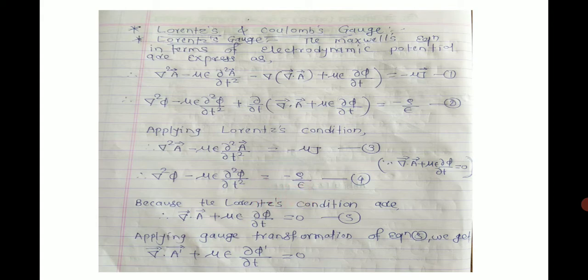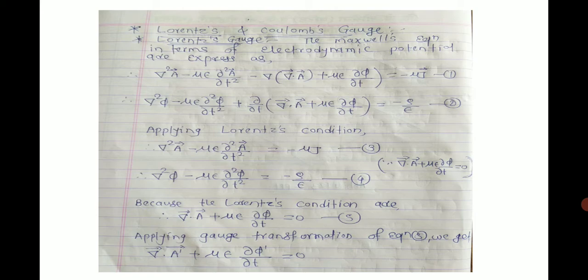Next step, applying the gauge transformation to equation 5. In the previous video, we discussed the gauge transformation, that is the two transformations: one is A dash and another is phi dash. A dash is the transformation of the magnetic vector potential and phi dash is the transformation of the magnetic scalar potential. Equation 5 is the Lorentz condition, and we apply the gauge transformation. That means del dot A dash plus mu epsilon dabba phi dash by dabba t is equal to 0.